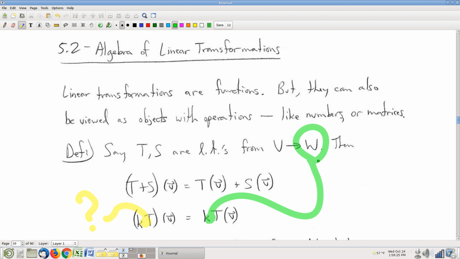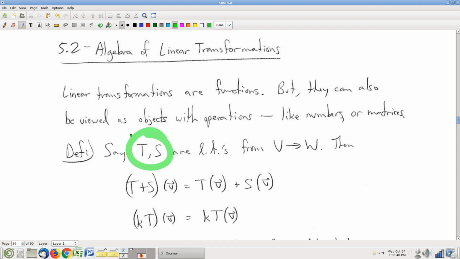Okay, so again, heads up, always think about the notation. You've got to look at the context, see what these objects are, and interpret accordingly. Okay, so now how are we going to multiply two linear transformations?